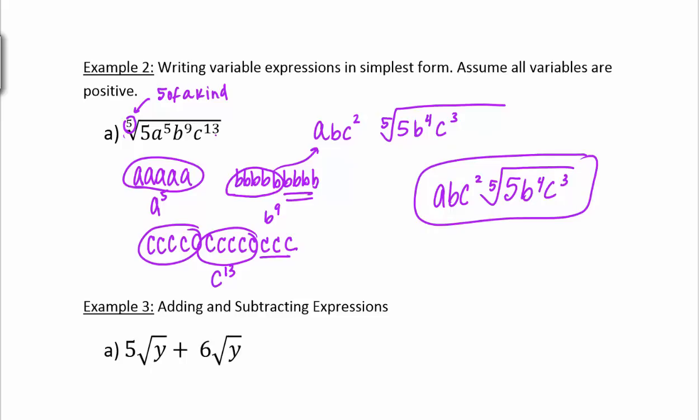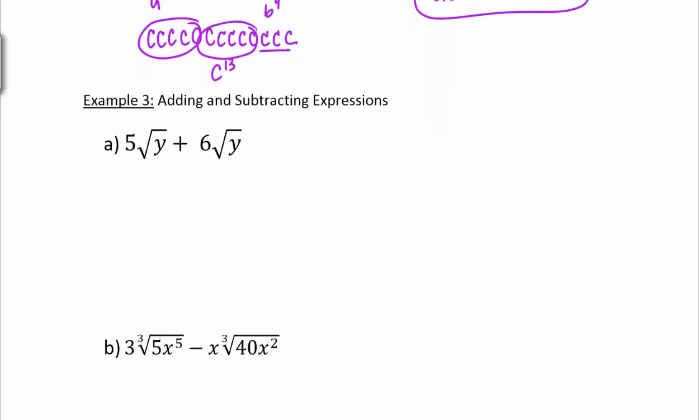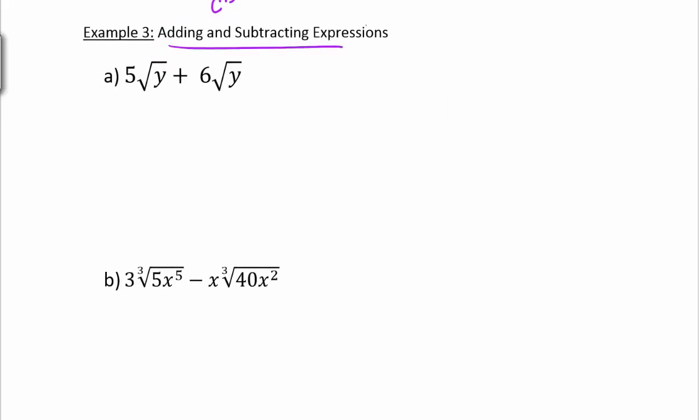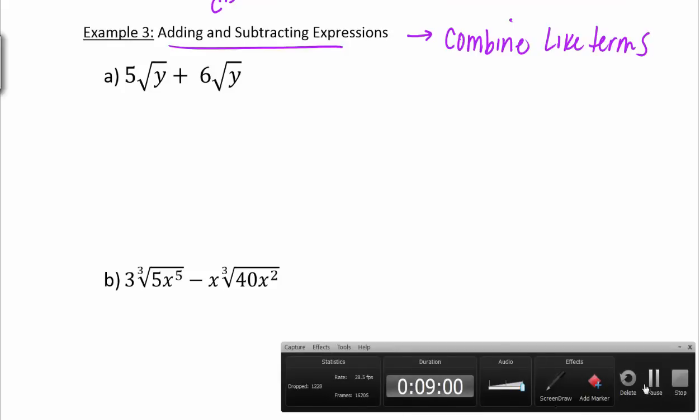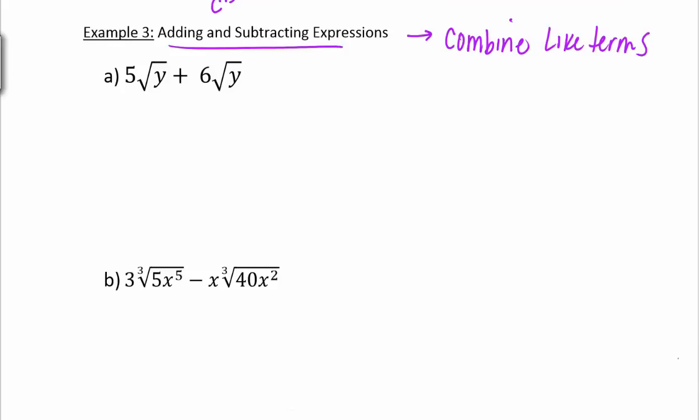Alrighty. It's pretty awesome. And the last thing we're going to talk about is adding and subtracting. And this is important because this really just means you get to combine like terms. And what that means is you have to have the exact same variable. So we might have seen something like 5x plus 6x. We're like, yeah, duh, that's 11x.